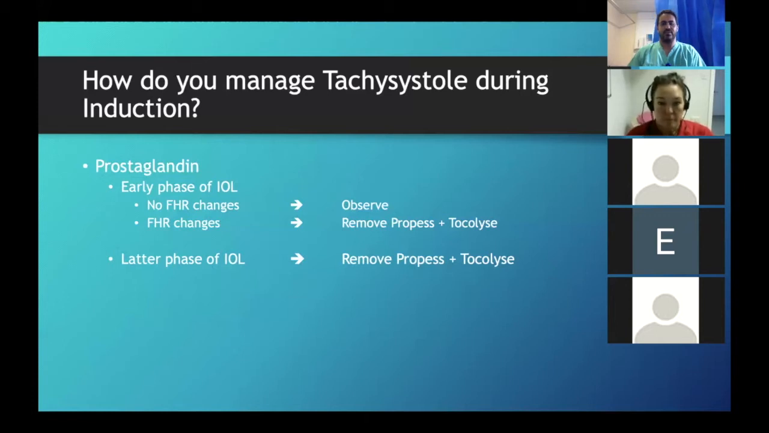If you're taking out the ones in the early phase, you're not going to actually end up inducing anyone, because many women get these initial tightenings, not really strong contractions, at the beginning. If you just take out the Propess from all of them, you will never get anyone properly induced. But the latter phase of the induction are the ones that cause most of the problems.